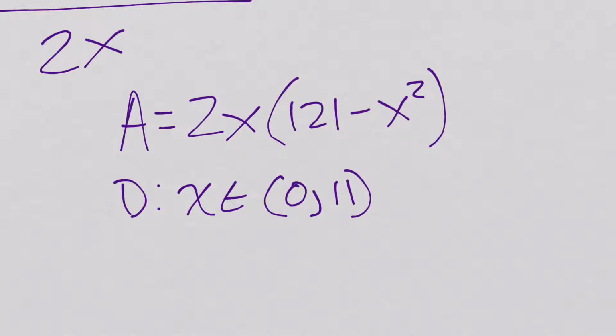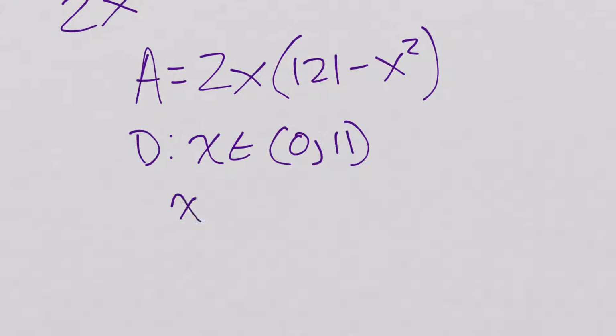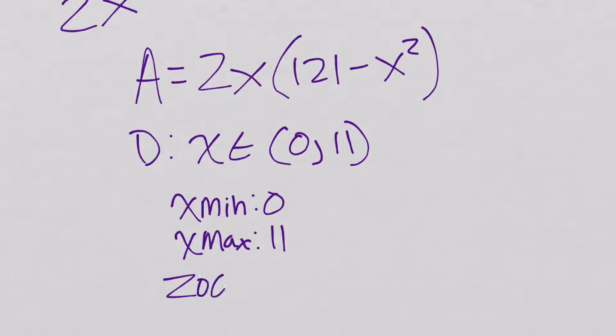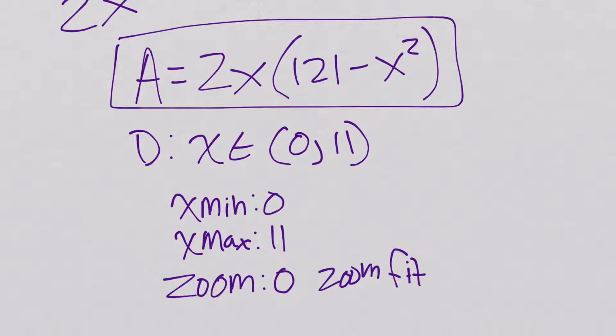What is a good window to see the whole function? To see the whole function, go to x min on your window and type 0, x max, type 11, and then hit zoom, and then hit 0 to get a zoom fit. This will give you a perfect window for this graph, because this 0 represents that x-intercept right there, and this 11 represents that x-intercept right there.